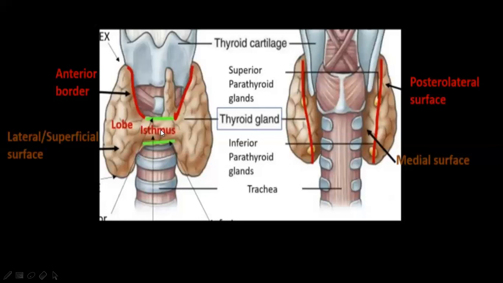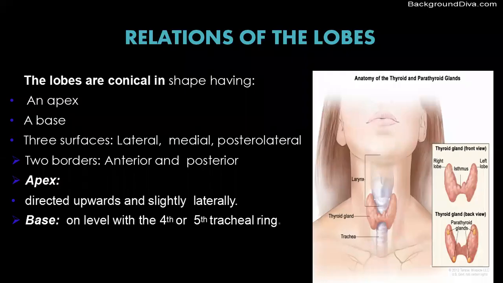And this is the isthmus. The isthmus is the central portion of the thyroid gland which connects the lobes. So this is the anterior surface of the isthmus. And this isthmus also has two borders. You can see this green color mark. So this is the superior border and this is the inferior border. The down one is the inferior border of the isthmus. This is about the relations of the lobes.